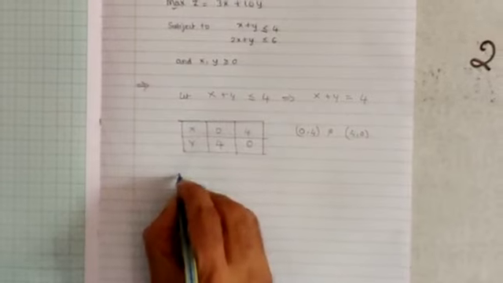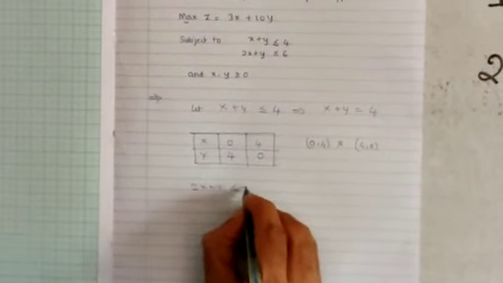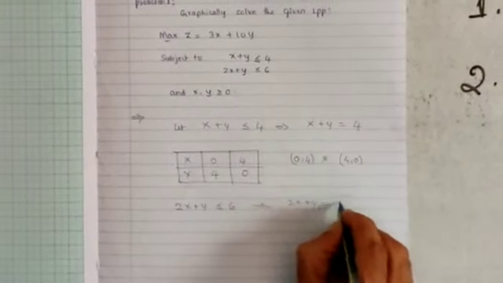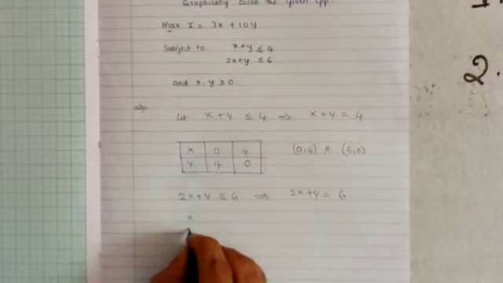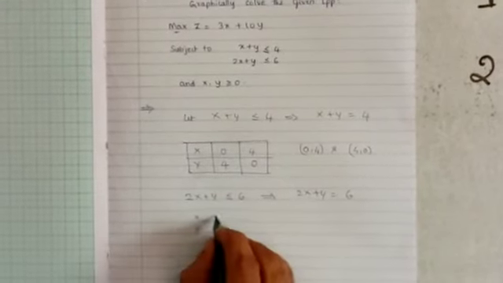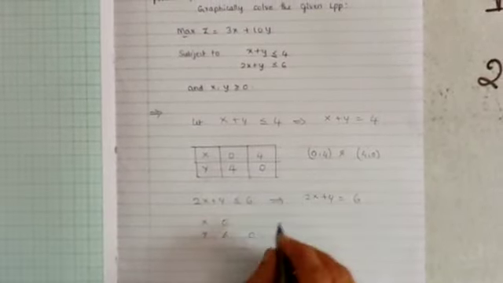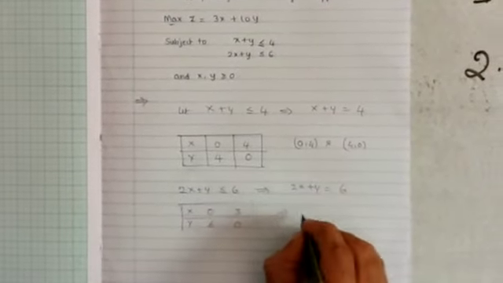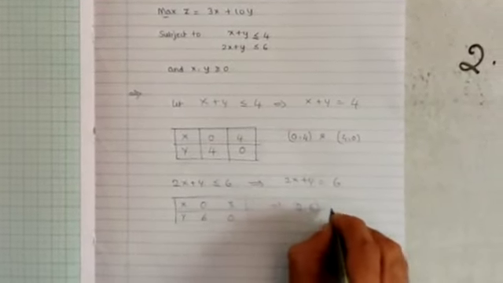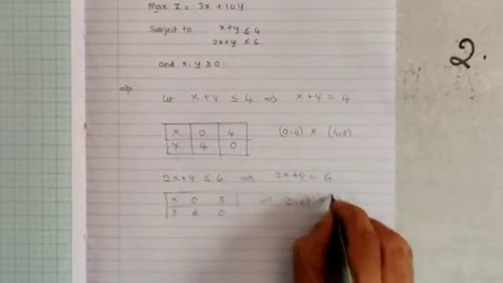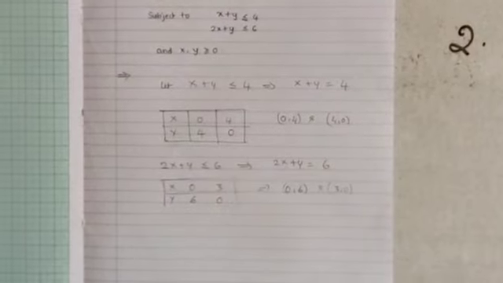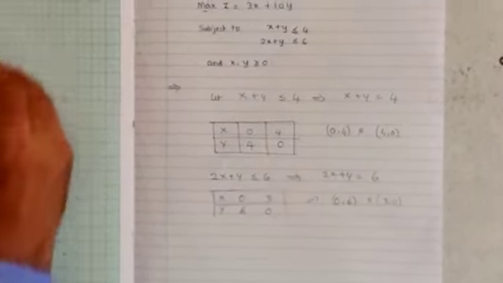Similarly, take the second equation. 2x plus y less than or equal to 6 can be converted into 2x plus y equals 6. Once again, when x equals 0, y will become 6. When y becomes 0, x will be 3. Similarly, the points are 0, 6 and 3, 0. So this calculation part is over. Now we will move to the graph section.